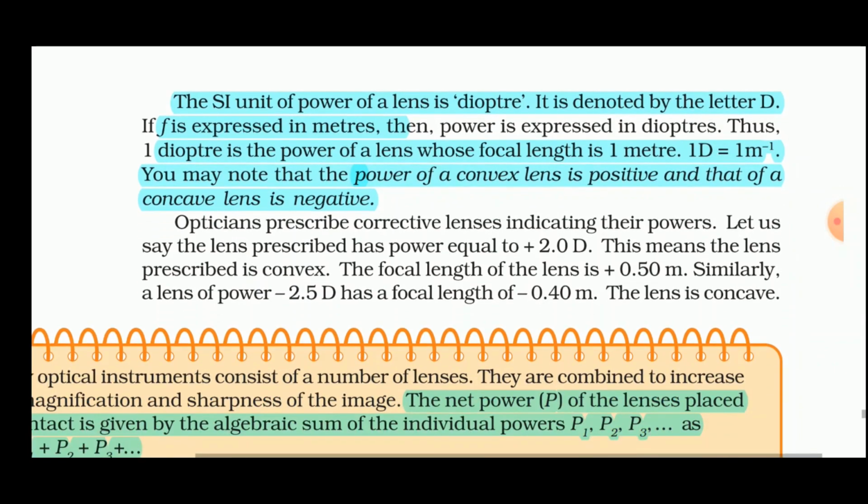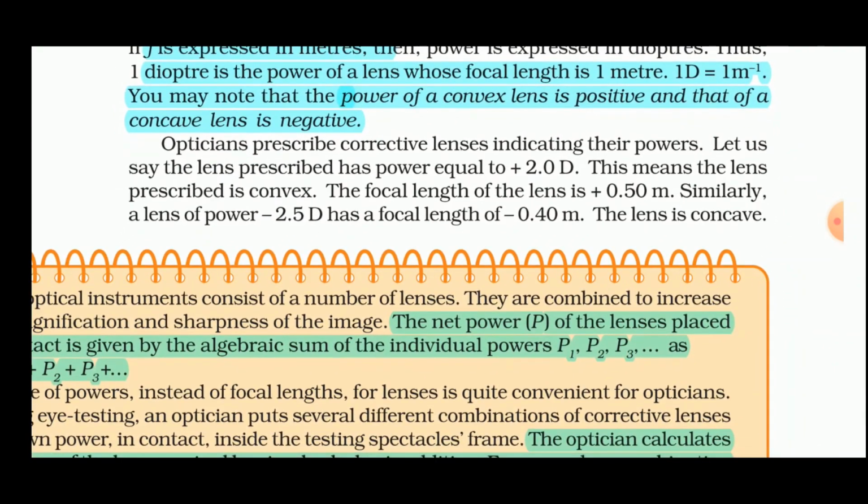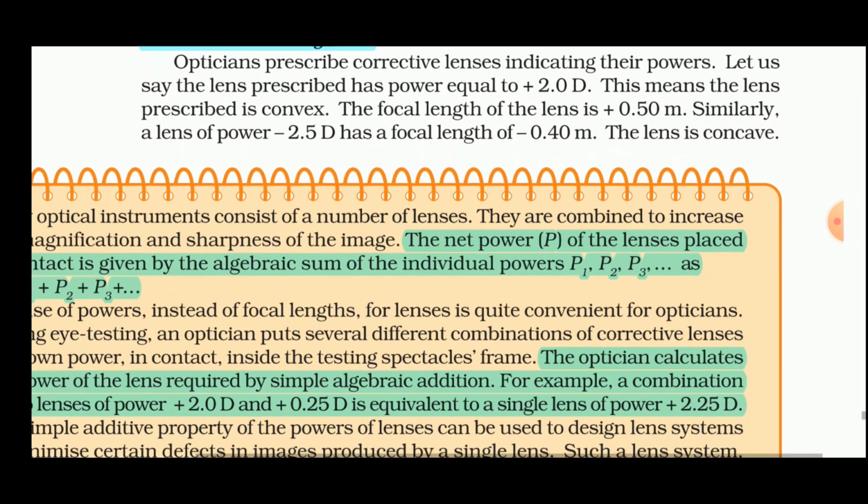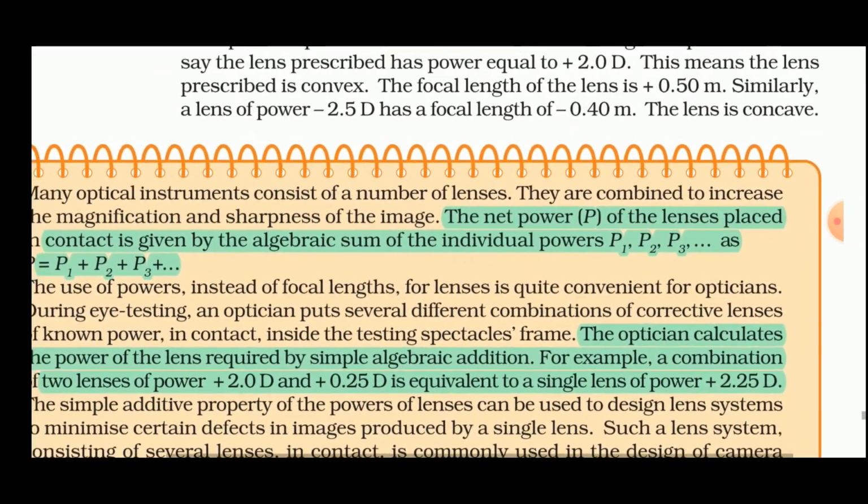Now, opticians prescribe corrective lenses indicating their powers. Let us say the lens prescribed has a power equal to 2 diopters. This means that the lens prescribed is convex, and the focal length of the lens is plus 0.5 meter. Similarly, a lens of power minus 2.5 diopters has a focal length of minus 0.40 meters.